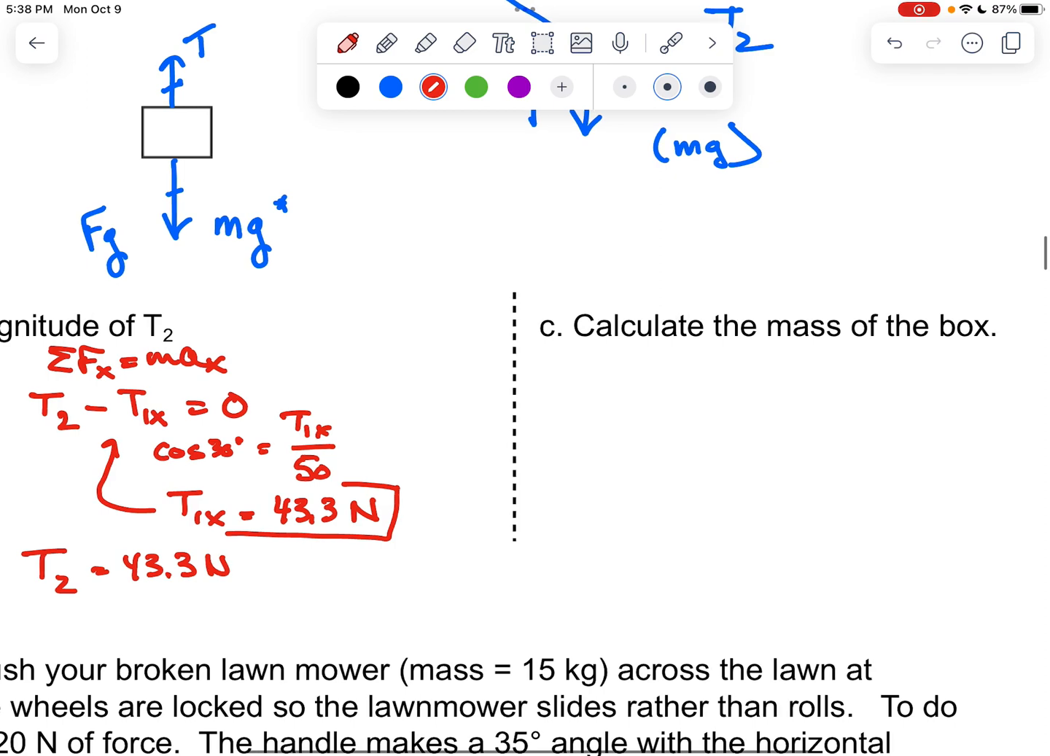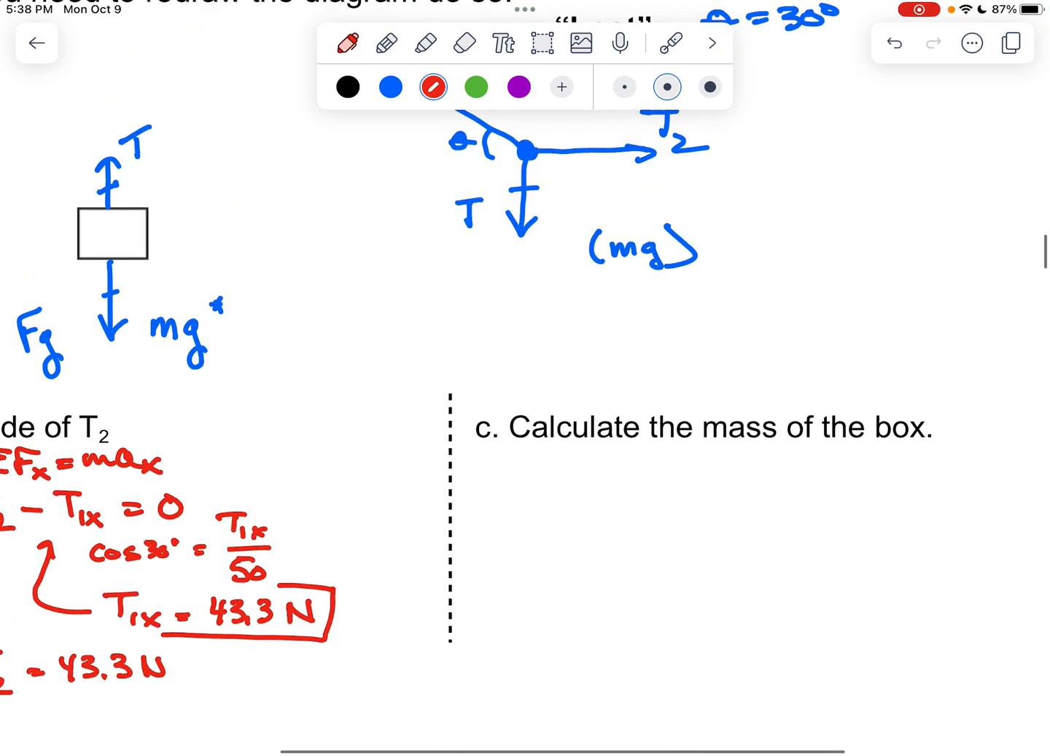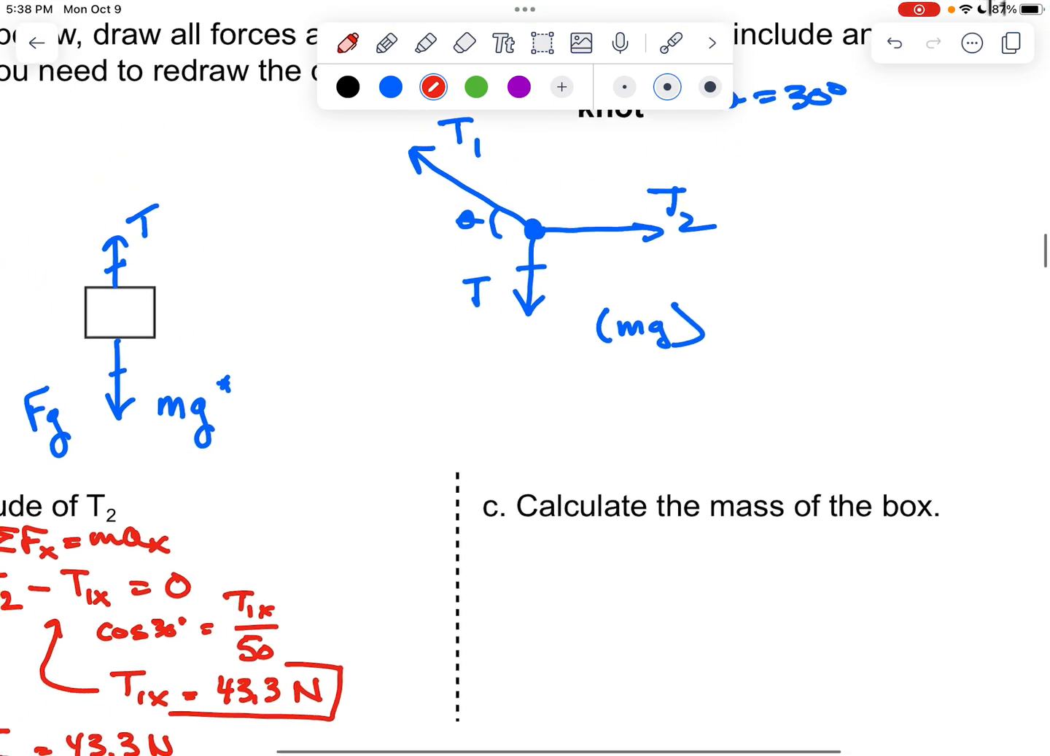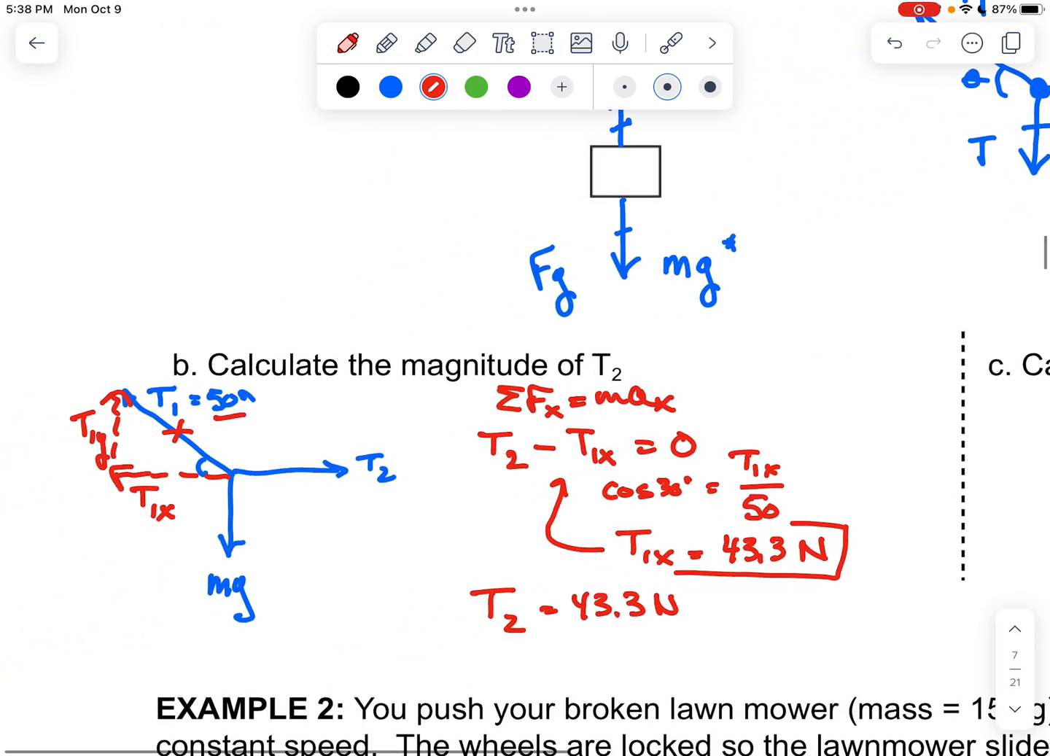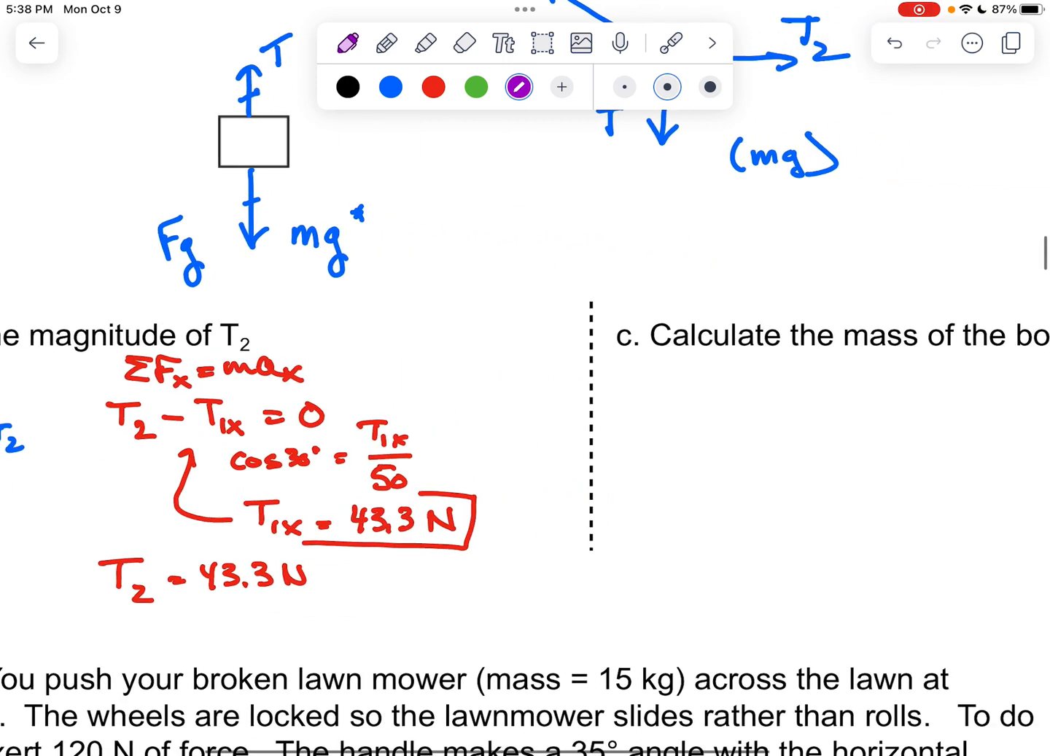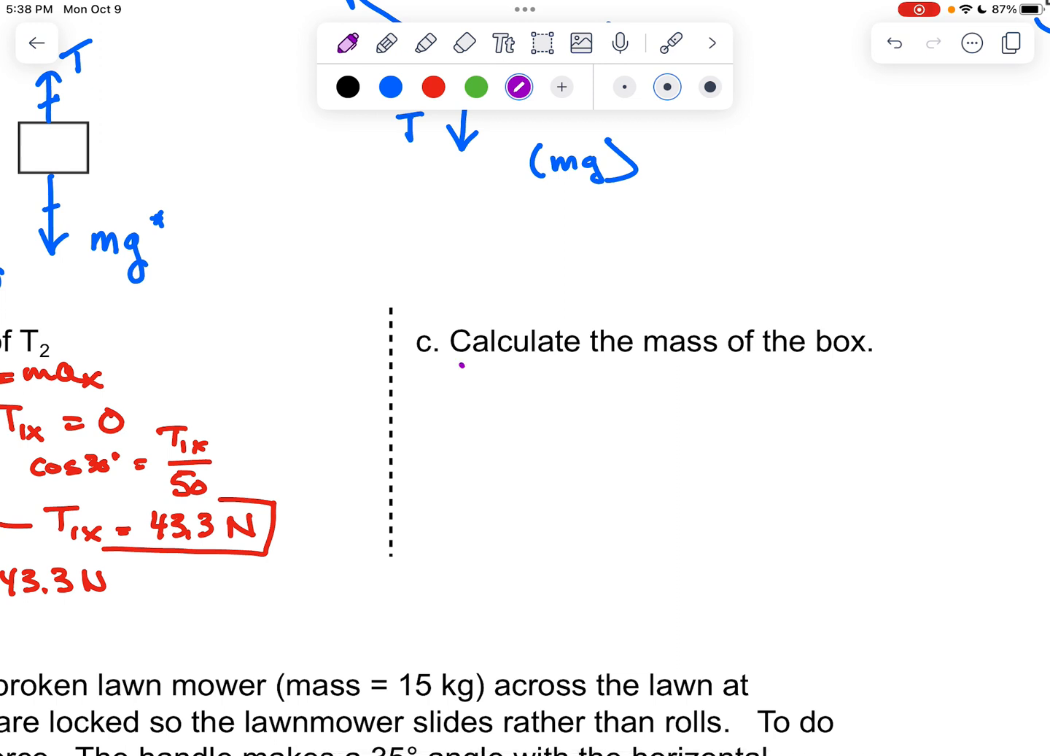All right, now we want to calculate the mass of the box. Again, that's really like a vertical component. If we look back over here at my free body diagram, flip over to a different color, the weight of the box is going to be equal to the vertical component of my tension force. So if I can solve for that vertical component of the tension force, I can solve for the weight, and then I can solve for the mass. So again, we're going to set up a net force equation. Sum of the forces in the y direction is equal to the mass of the box times the acceleration in the y direction, which is going to be equal to 0 because my system is in equilibrium.